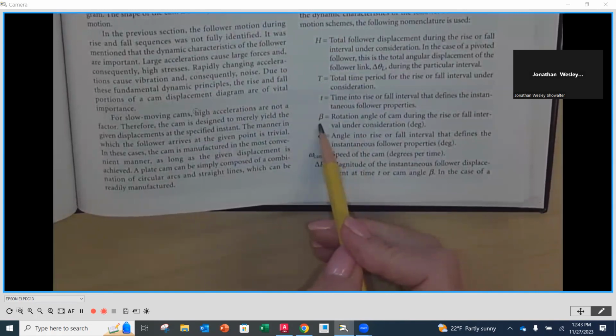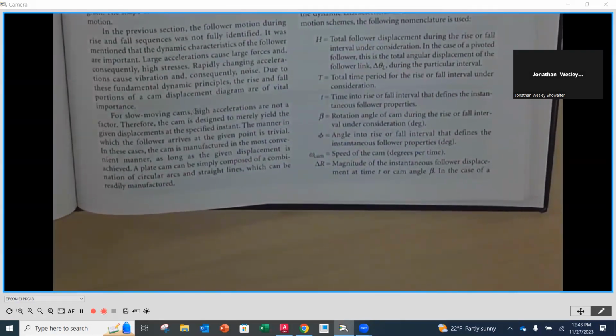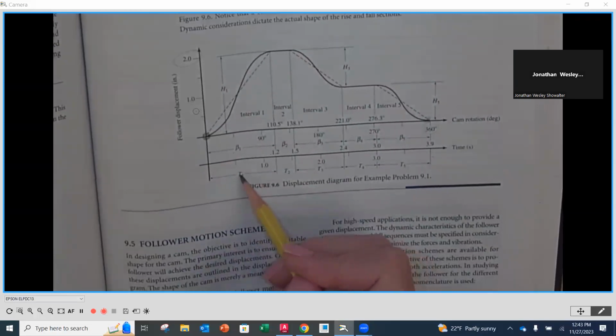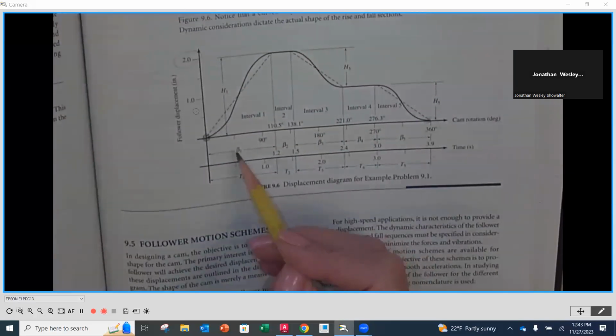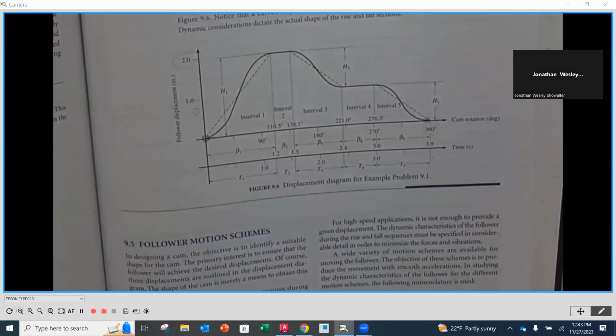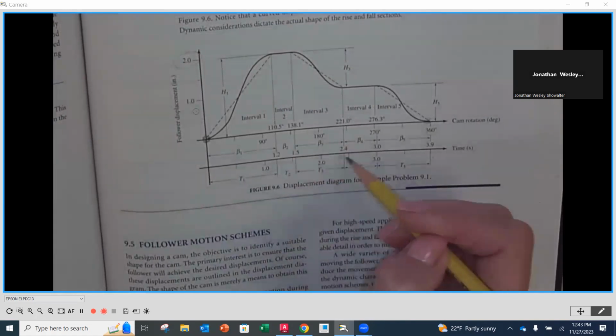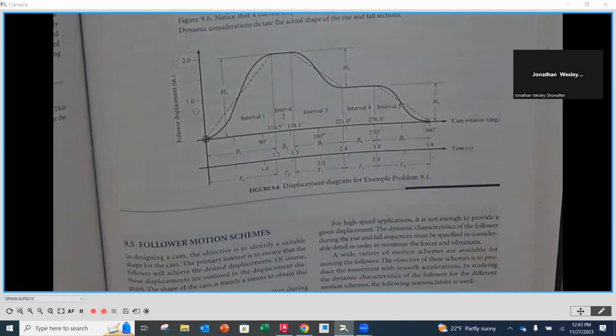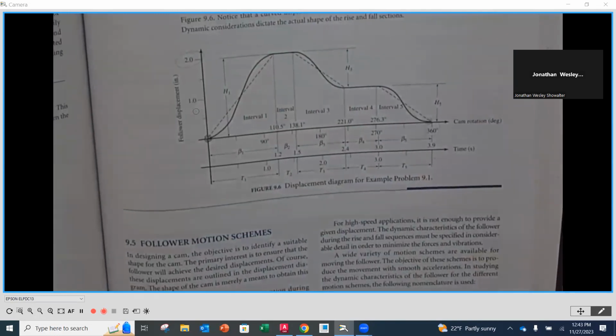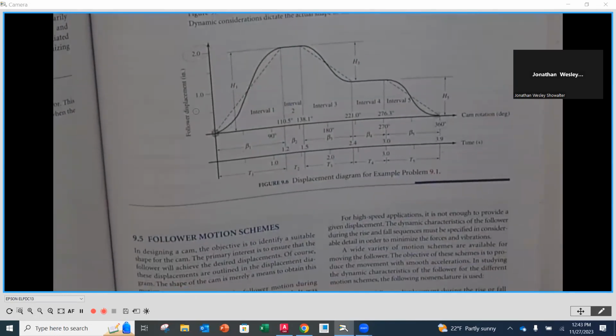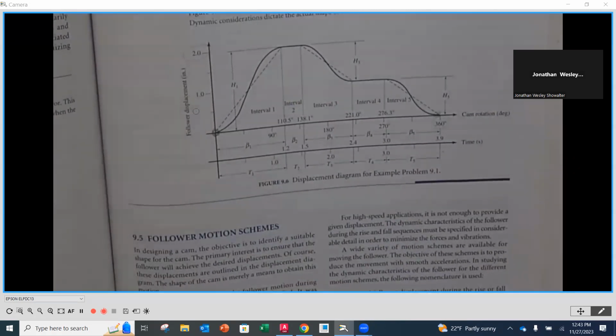The next one here is going to be beta. Beta is going to be the rotational angle of the cam for one of those motion sequences. So for instance, we saw how if we had a T1, in this case a rise of 2 inches, we also had a beta 1. How many degrees of that cam did we take up? That gave us our answer in degrees. T was in time, beta is in degrees. And each one of those steps along the way is going to have a corresponding beta, or number of degrees of rotation, that is taken up.